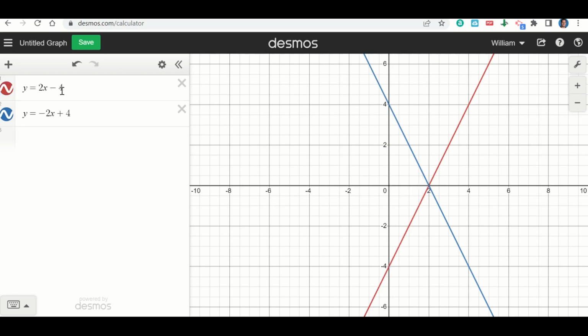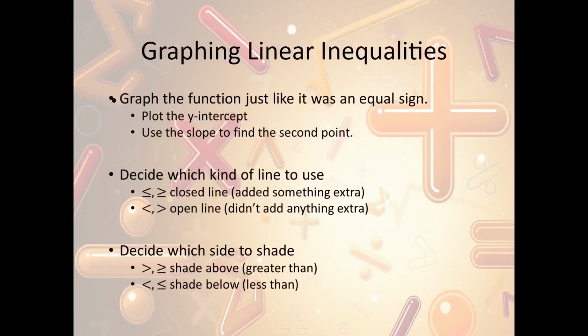And I can do this by inputting any two equations and then going to the point of intersection and clicking on it. It will tell me what the coordinate of that is, with the x coordinate first and the y coordinate second. So this is how you can check your work using Desmos when dealing with systems of linear equations. Let's take a look at how we graph linear inequalities.